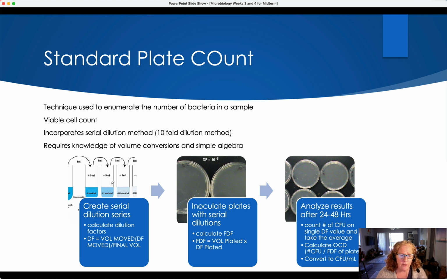In order to carry out this method, the standard plate count method, two things that are very important that you must know are conversion factors. So you need to know that 1,000 microliters is equal to 1 milliliter, which means that 100 microliters is equal to 0.1 milliliters.